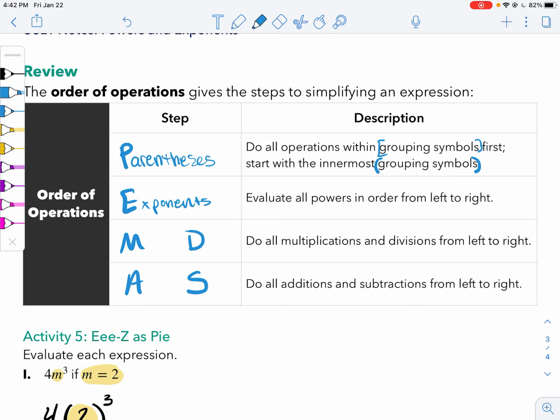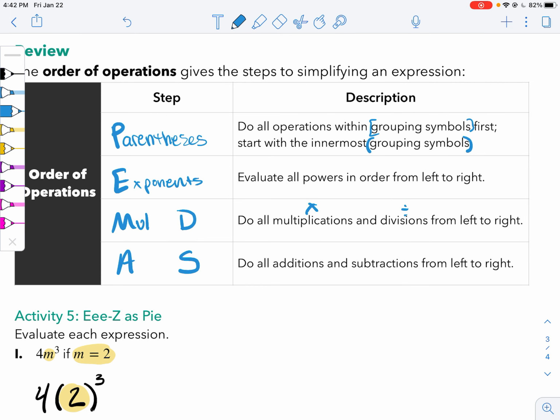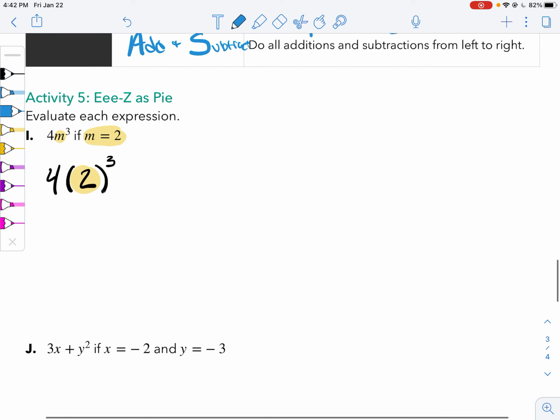Oh man, it gave it away. Multiply and divide. Can I just abbreviate that? Too bad I did anyway. And then finally add and subtract. So add and subtract. Oops. Good enough. PEMDAS. Okay, cool.